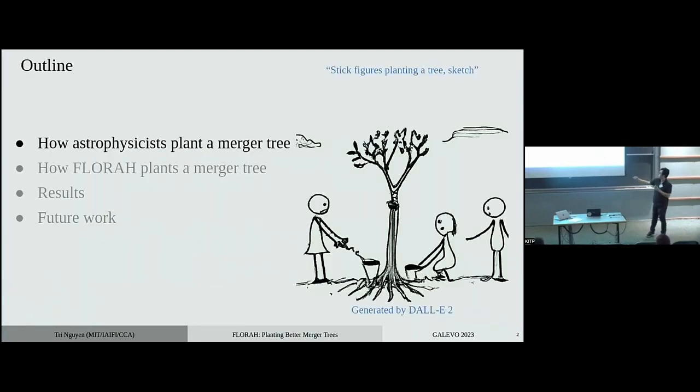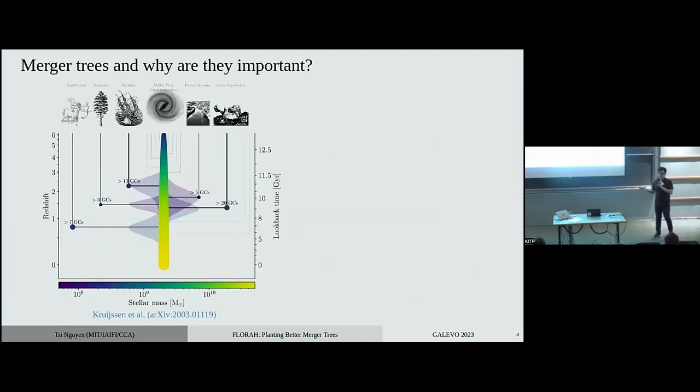Okay. All right. So let's start by giving ourselves a little bit of background and ask ourselves, how does an astrophysicist typically plant merger trees? Right. So what are merger trees and why are they important? If you're like me and you care about the physics at the scale of the Milky Way, merger trees are super important because in the hierarchical galaxy formation models, multiple galaxies merge into one galaxy. And in the case of the Milky Way, the potential of the Milky Way is very sensitive to what galaxies merge into the Milky Way at what redshift.